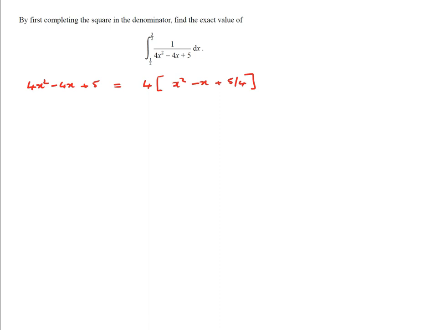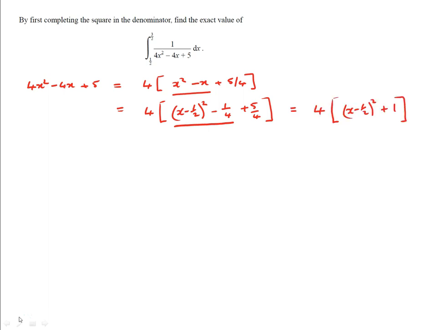That's the same thing as 4 lots of x squared minus x plus 5 over 4. If we complete the square on x squared minus x, we get x minus a half all squared, take away a quarter. So our completed square format for 4x squared minus 4x plus 5 is 4 lots of x minus a half squared, add 1.